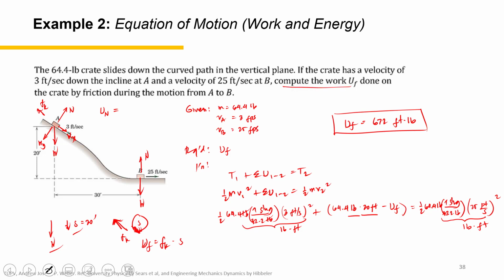So the work done by the friction as it moves from point A to point B, even though we don't know the whole track of the crate, but the question is the work done, and that is scalar. The answer is 672 foot-pound.